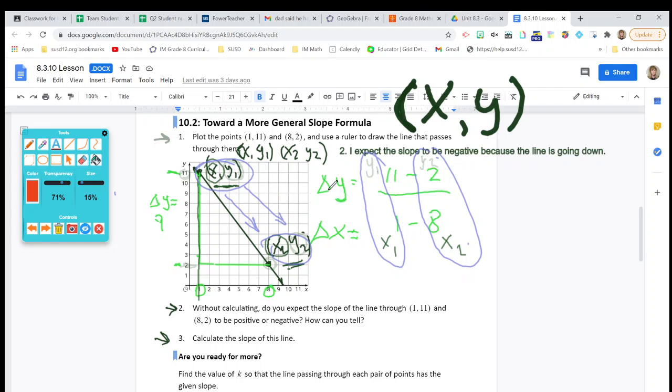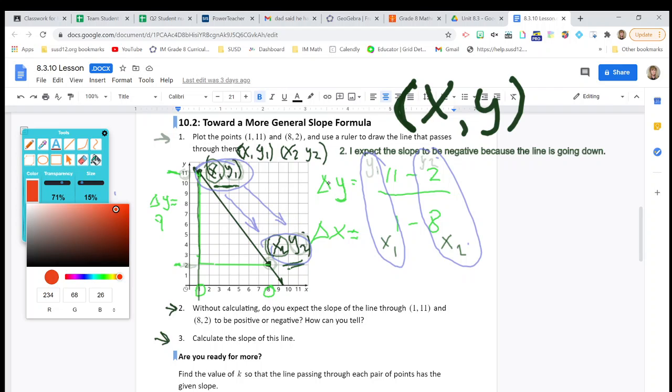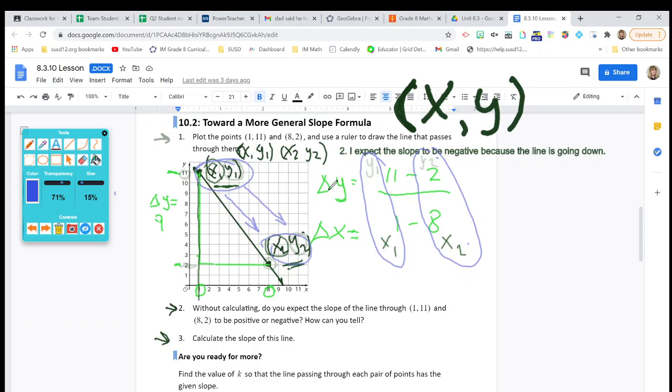Okay, so let's go ahead and do the math now. Let me get back to a color I can be proud of. There we go. 11 minus 2 is 9. 1 minus 8 is negative 7. So what is the slope?